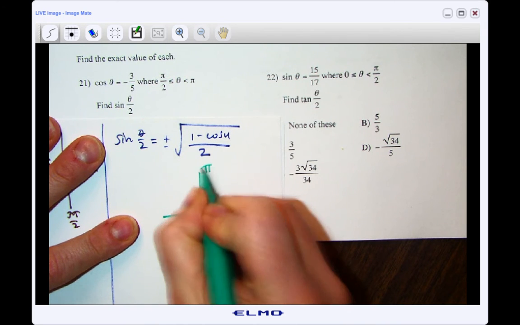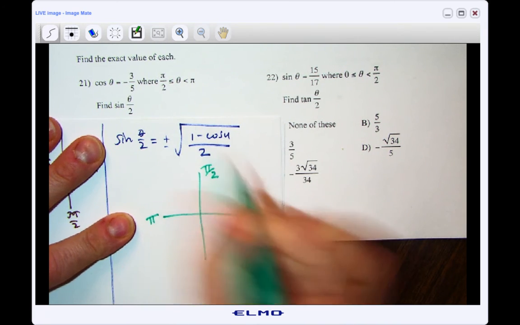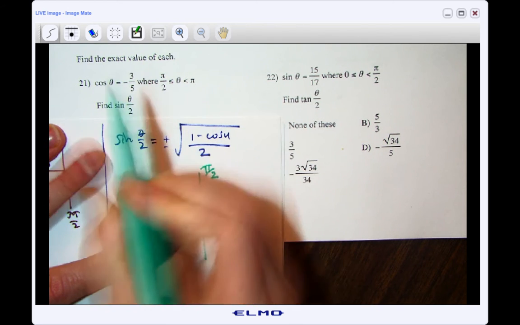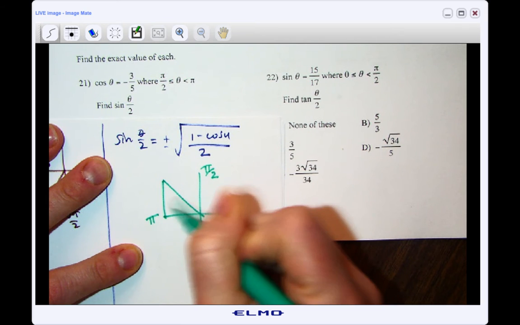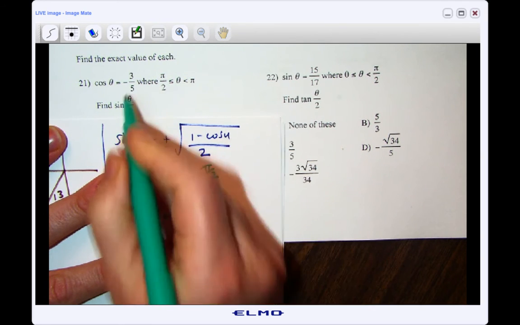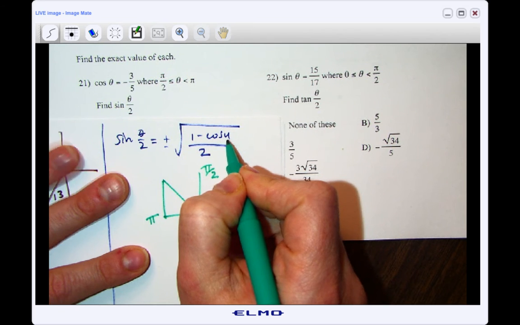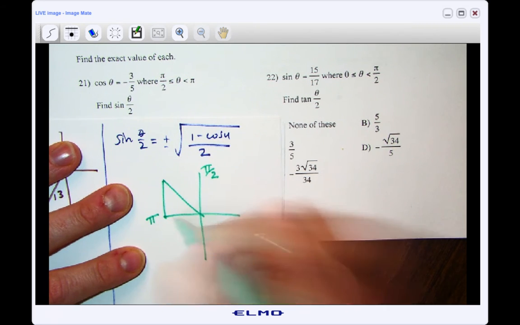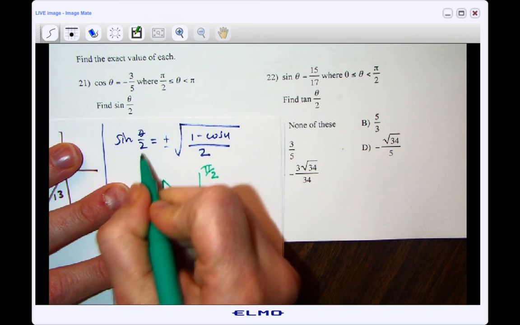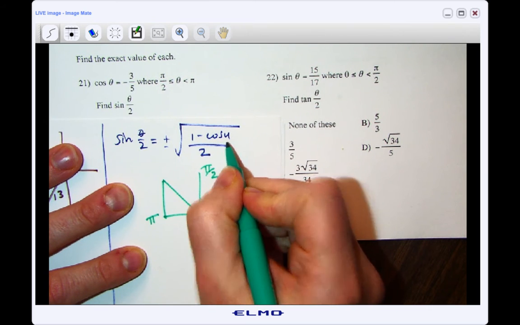So between pi over 2 and pi. So I'm looking for theta in that quadrant, right? So theta is in this quadrant. So I know that cosine is going to come out to be negative here. And they actually already gave me the cosine, right? So in this case, drawing the triangle is actually kind of unnecessary, because I already know the cosine, so I could just plug it into the formula.